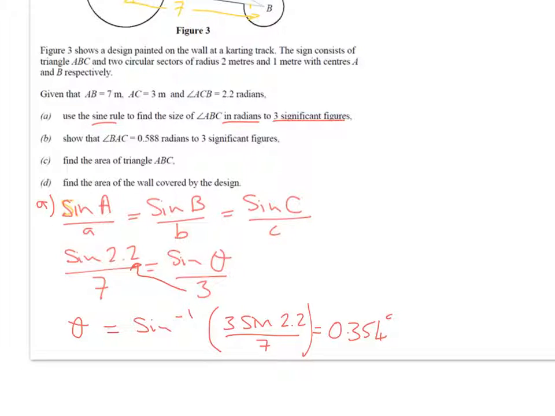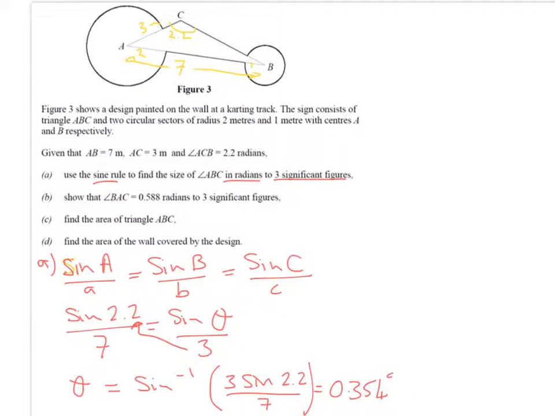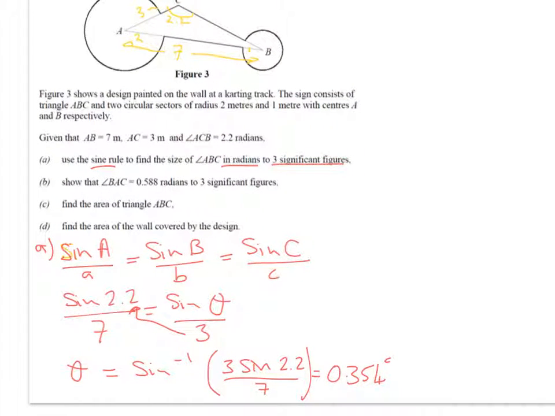Part B. If I move to the other side now, Part B. It now says, show that angle BAC is 0.588 radians to 3 significant figures. It says show. That means we can't use the answer. But we know it's a triangle, and a triangle adds up to 180 degrees, and pi radians is the equivalent of 180 degrees.